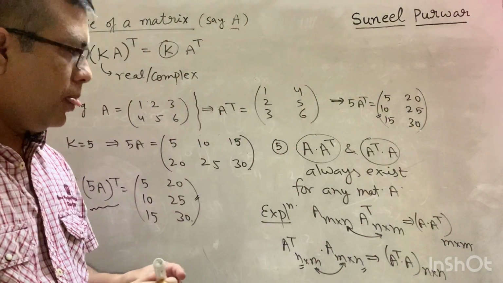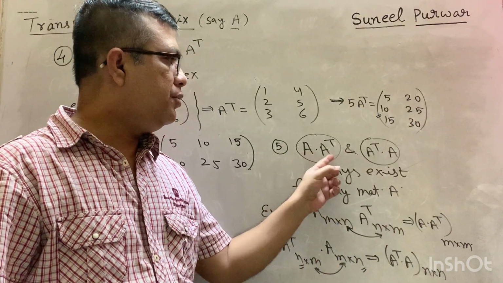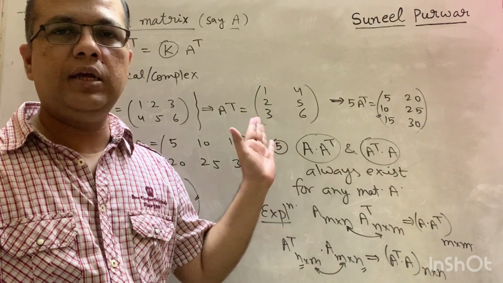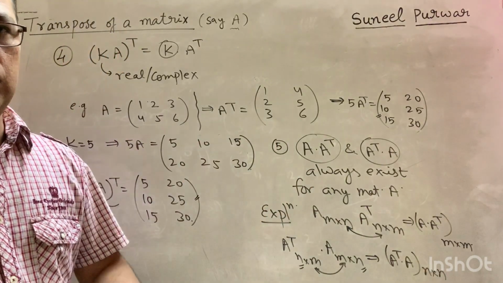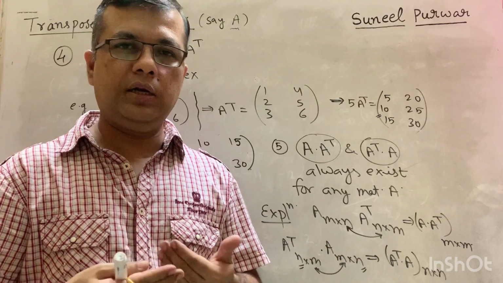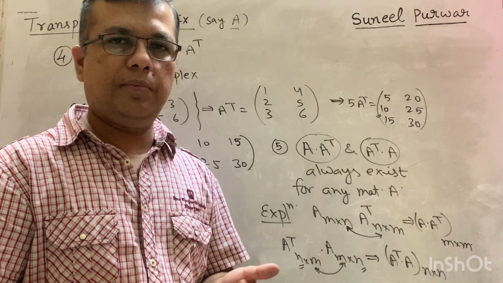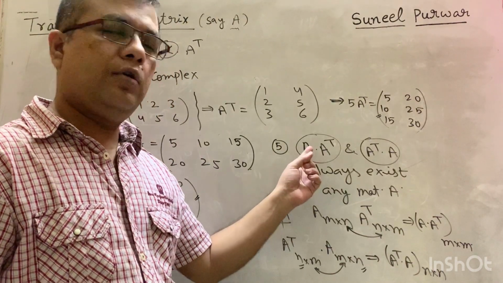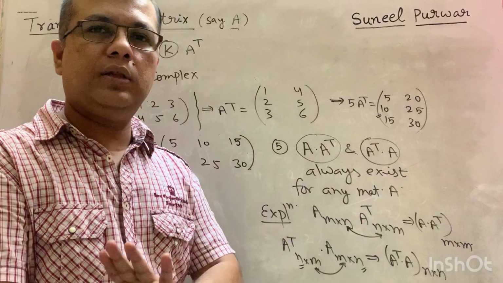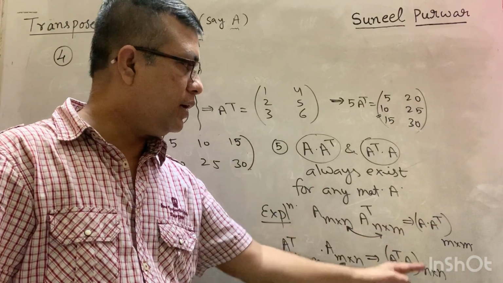Understood? So A be any matrix, the product A into A transpose and A transpose into A can always be found for any matrix A. Okay, you know it now that matrices have issues for multiplication. Their order should be suitable, then only they can be multiplied. But whenever you want to multiply A and A transpose in either way, there are no issues. They are always multiplicable, as I have shown you.